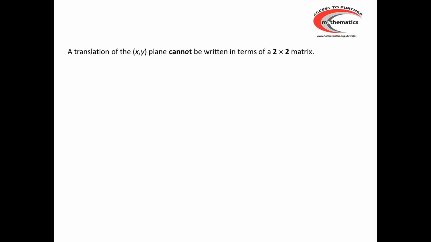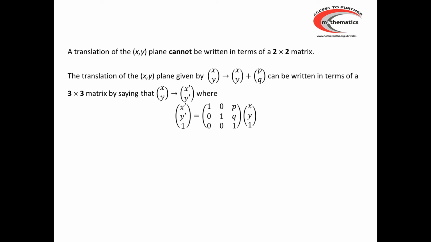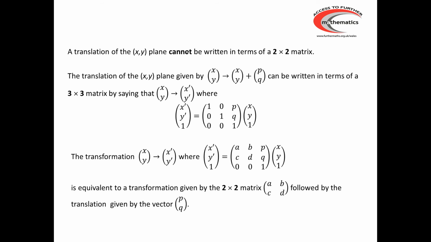We should know that a translation of the plane cannot be written in terms of a 2 by 2 matrix, but it can be written using a 3 by 3 matrix. Furthermore, we should realise that a 3 by 3 matrix can be used to give a transformation which is equivalent to the transformation with a 2 by 2 matrix ABCD followed by a translation of PQ.